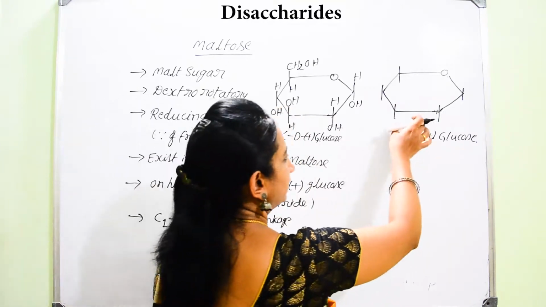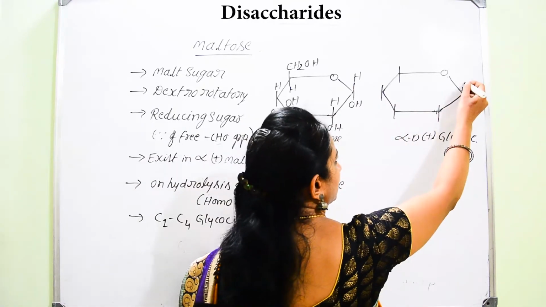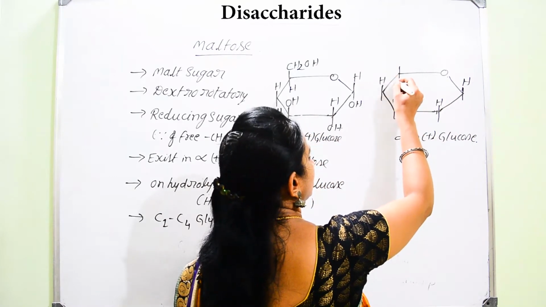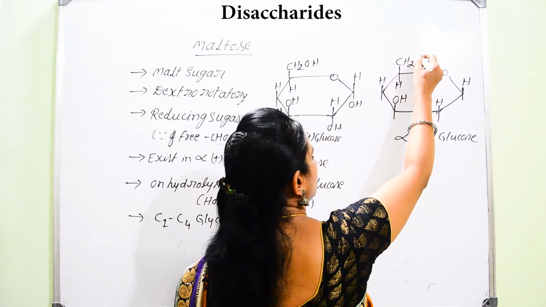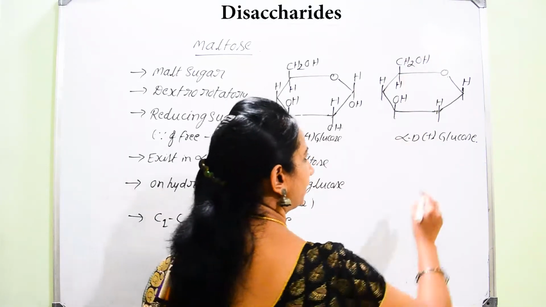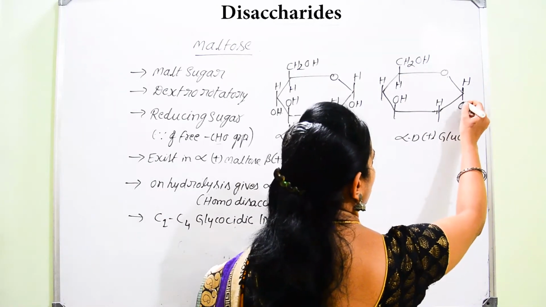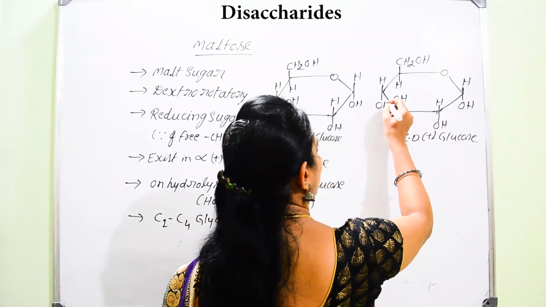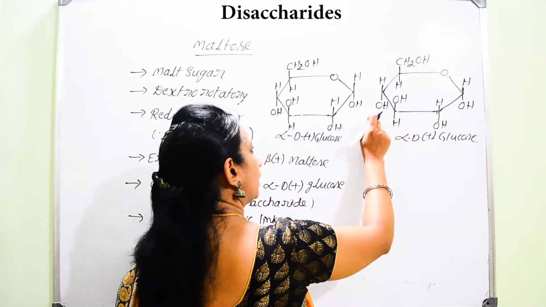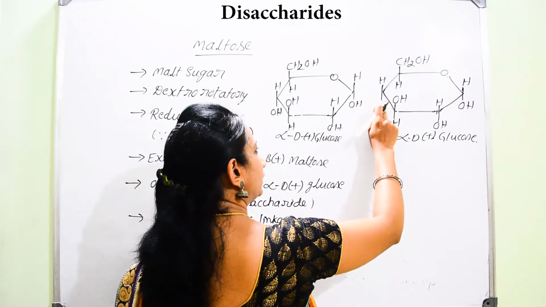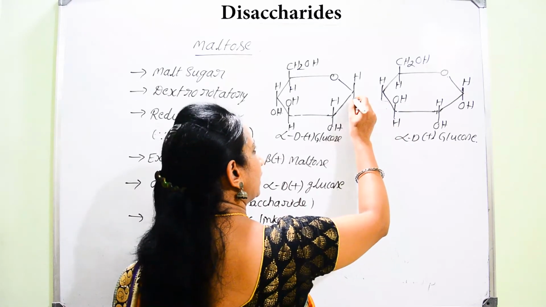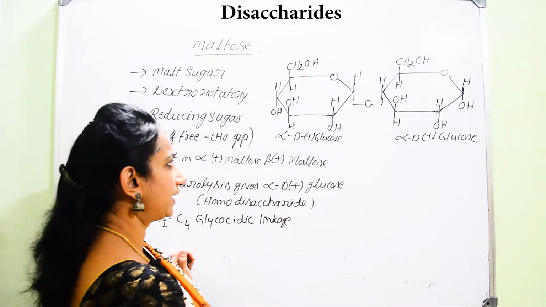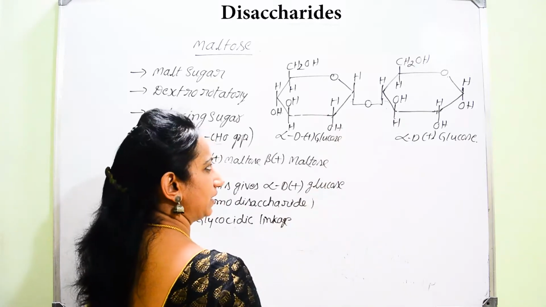Similarly, you write another glucose unit with the same code: H, H, OH, H, H, CH2OH. And now opposite to H, OH here, OH here, H here, OH. Of course these two are involved in the bond formation and there will be removal of a water molecule. They are linked through an oxygen atom with the loss of a water molecule. Hence you will get a glycosidic linkage.